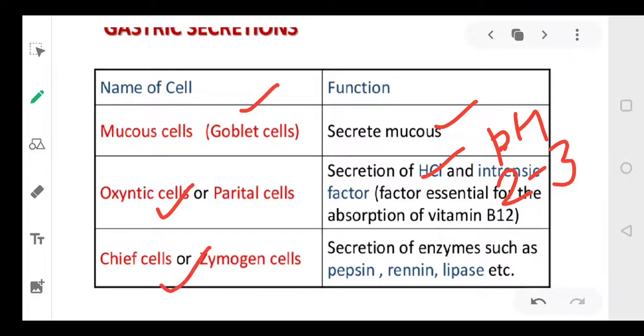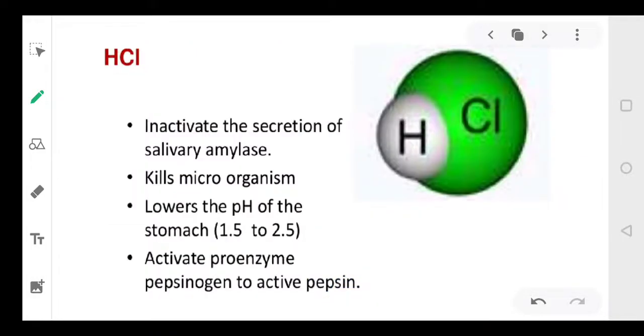Then there are the chief cells. Chief cells will produce very important enzymes, renin and pepsin, and also lipase. Pepsin will act upon proteins, renin will act upon the proteins present in milk, and lipase will act upon the fats.